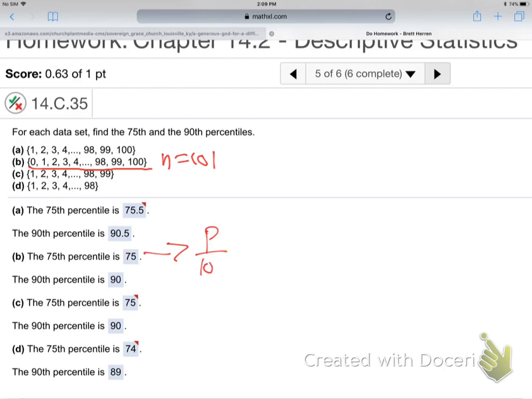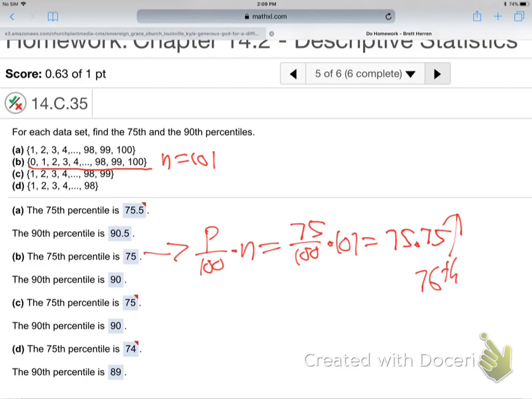So P over 100 times N, so 75 over 100 times N. N's 101 now, right? So what do we get? 75.75. And what do you do when you get, this time we got a decimal. So I want to be clear in the two cases, if you get a decimal, what do you do? Up it goes. Round it up. So you grab the 76th number, right? So the answer is not 76.